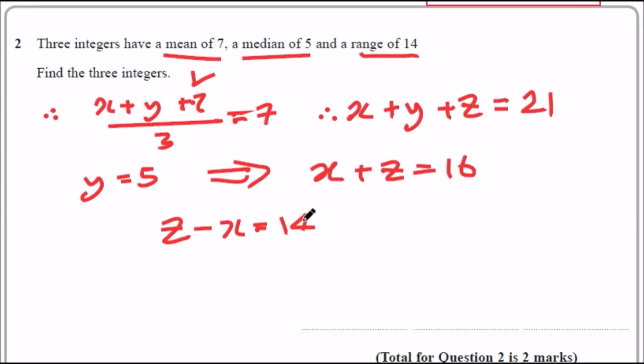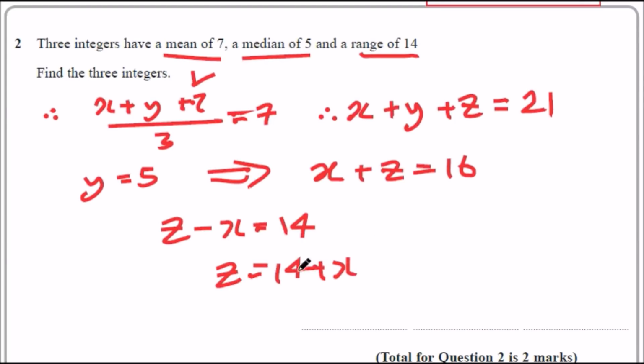Okay, not bad. So what we could do, we can actually substitute this in. Let's make z a subject for the second equation, yeah? If we added x across, we're going to have z equals 14 plus x. God, this pen is terrible.